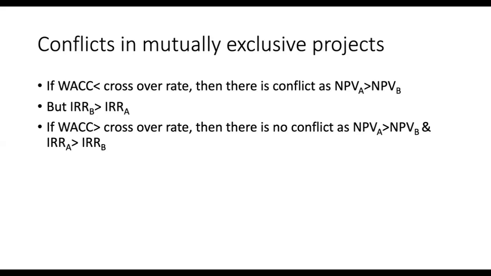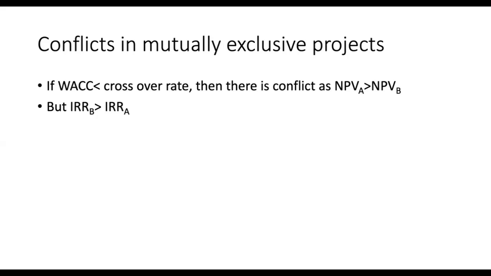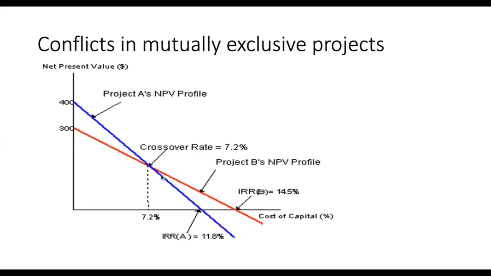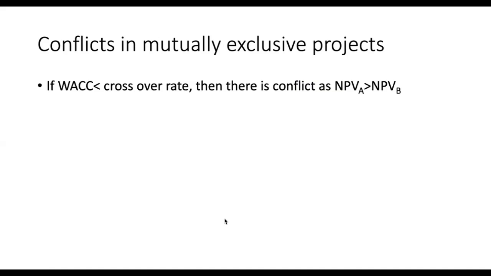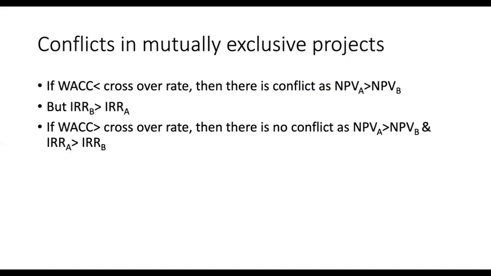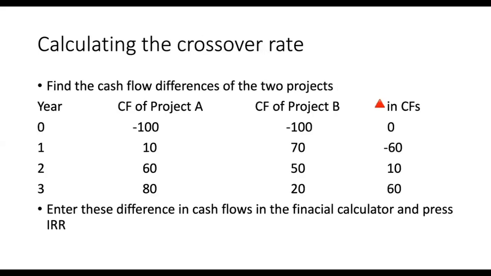But if the weighted average cost of capital is greater than the crossover rate, which is this area, there will be no conflict, as the net present value of project A will be greater than the net present value of project B. So the decision will be to invest in project A, and the IRR will give the same conclusion, which is that the IRR of A will be greater than the IRR of project B. So the decision will be to invest in project A.